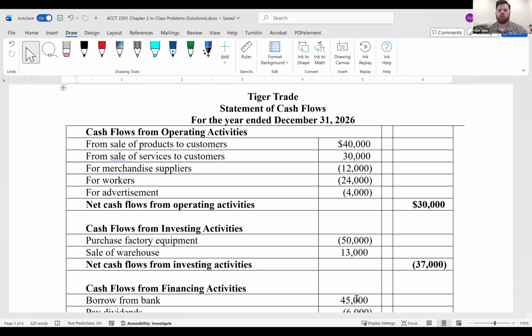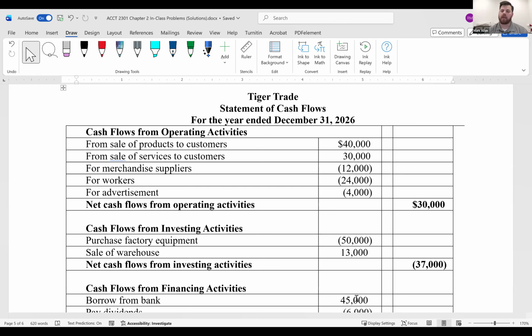So the way this works is we start with our operating section. And everything we identified that went to the operating section comes in here. And if it was a positive number, it will increase this value. And if it was a negative number, of course, it will decrease this value. So we now see all of those items come in. And we have net cash flows from operating activities of $30,000.